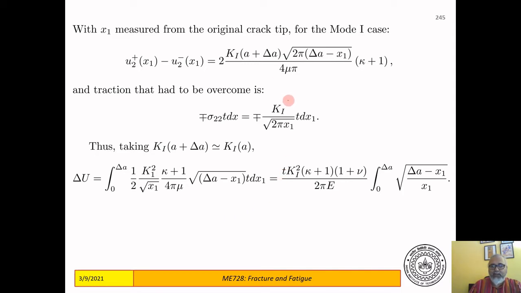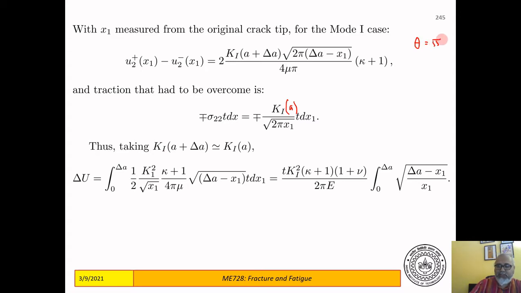So this is K1, with K1 as a function of a, and u2 plus and u2 minus for a mode 1 crack is given by K1 root 2 pi r divided by 4 pi mu times kappa plus 1 at theta equal to 0. You can look back at your displacement relations for a mode 1 crack. So, sorry, this is at theta equal to pi.